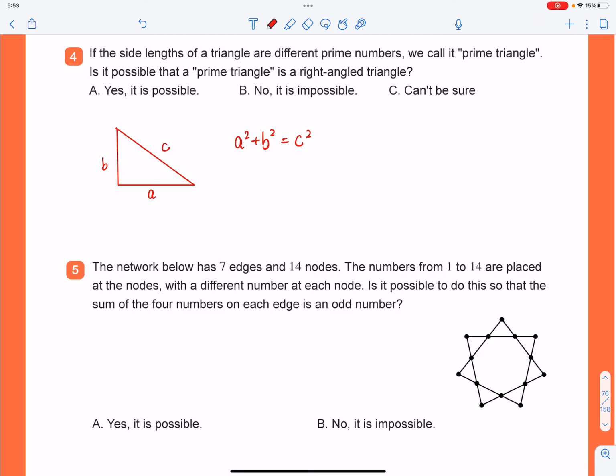Okay, homework question number 4 of lesson 7. If the side lengths of a triangle are different prime numbers, we call it a prime triangle. Is that possible? A prime triangle is a right angle triangle.